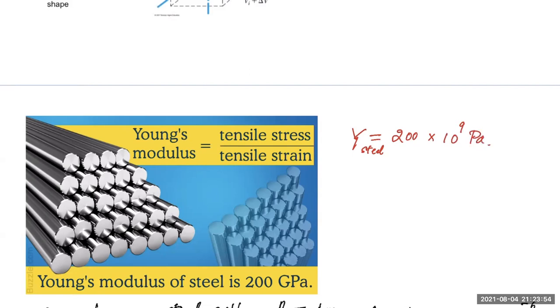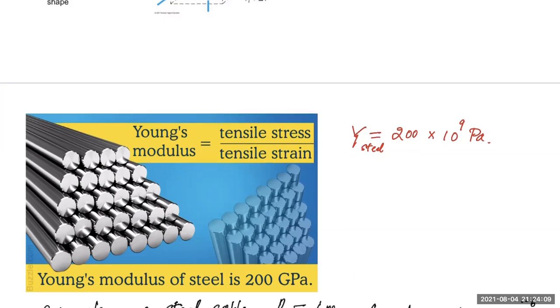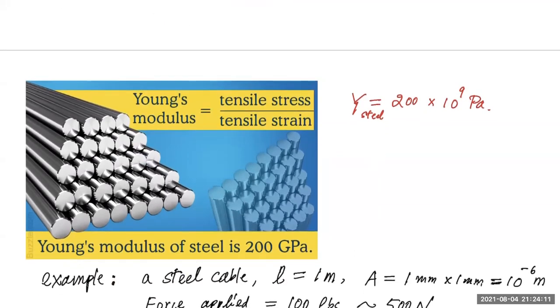That sounds like a big number, right? 2 times 10 to the 11 Pascal. But what exactly does that mean? Well, let's put it to some numerical calculation. Let's see what kind of deformation a typical steel rod will get if I apply a typical force. So imagine I have a steel cable, and it's got a certain length and a certain cross-section area.